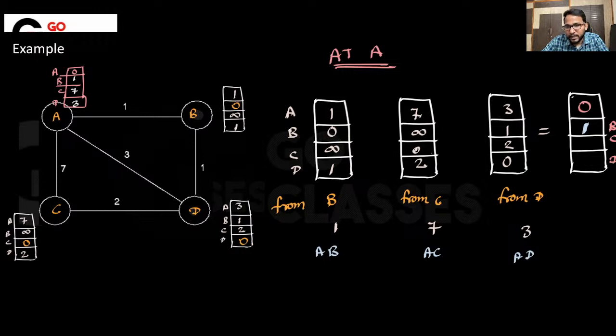Here it is infinity. Here it is 7 plus 0, 7. Here it is 2 plus 3, 5. So I will write 5. Earlier it was 7, now it got 5. That's fine. Now it is 2, it is 9, it is 3. 2, 9, 3. So which one is smaller? 2. So I will write 2. Earlier it was 3, but now it is 2.